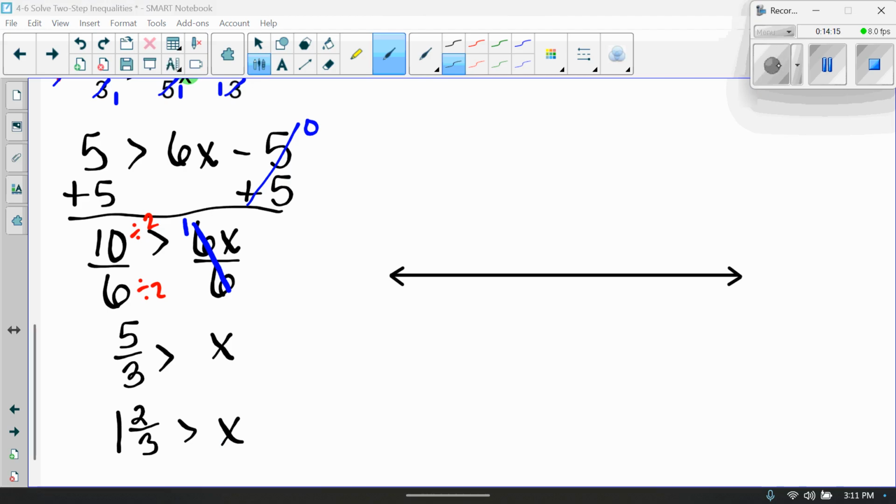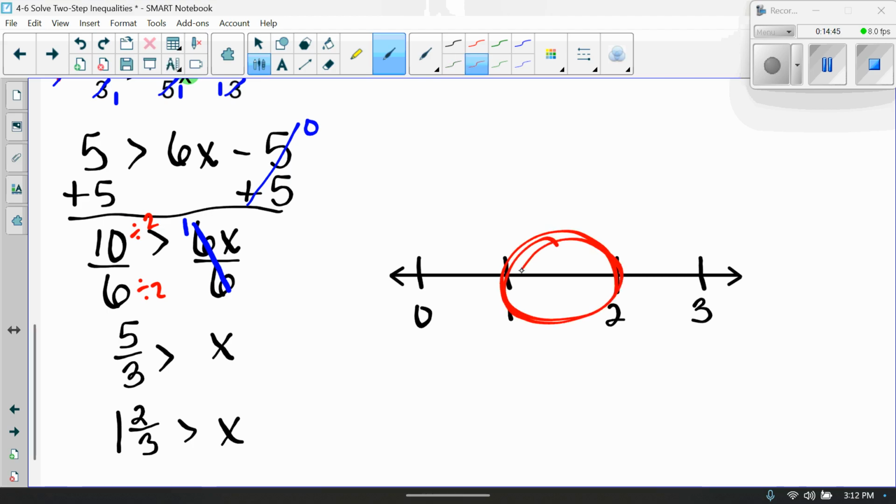All right, so now we want to graph it. Okay, so 1 2/3 is between what two numbers? 1 and 2. So let's put those important numbers on the number line. And we could put some others on there just to make it look nice. Now, 1 2/3 is between 1 and 2. The fraction is thirds, right? So that means we need to split that space right there into thirds.